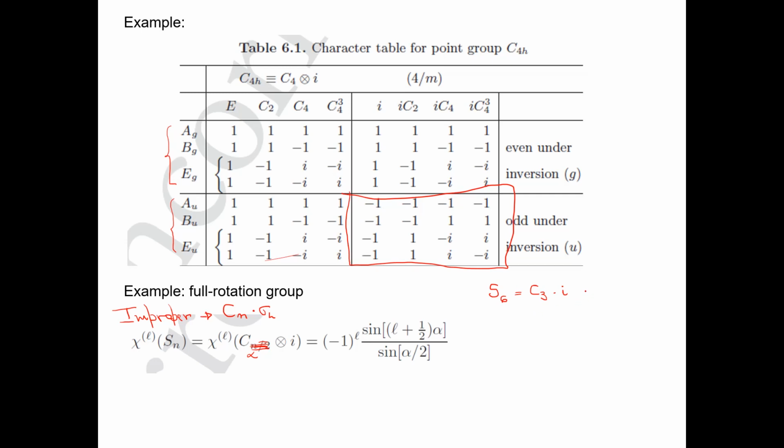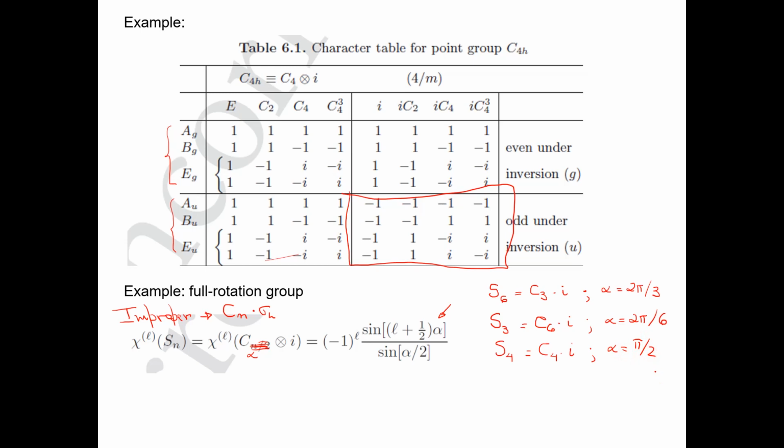So that means that the angle alpha that you have to use in this formula here is 2 pi over 3 for S6. For S3 is a combination of a C6 and inversion, meaning that the angle alpha is 2 pi over 6. Finally, S4 is actually a combination of C4 and inversion, and so in this case the angle alpha is pi over 2.